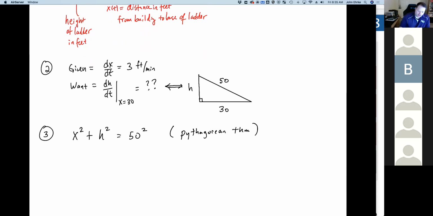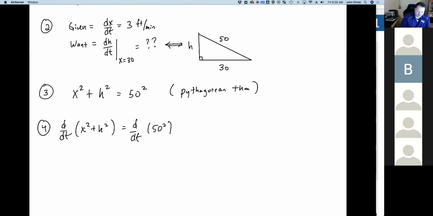All right, step 4, differentiate both sides implicitly. On the left-hand side, the derivative of x squared is 2x, but I've got to multiply by dx/dt because x is a function of t. Then I have to do the same thing for h, so you get 2h, but since h is a function of t, I have to multiply by its derivative as well, dh/dt. On the right-hand side, 50 squared is a constant. The derivative of a constant is 0.